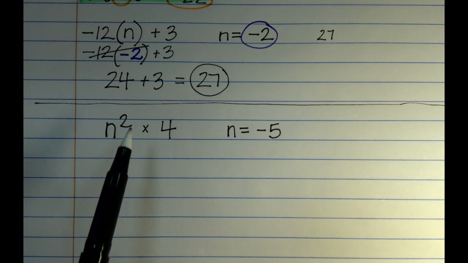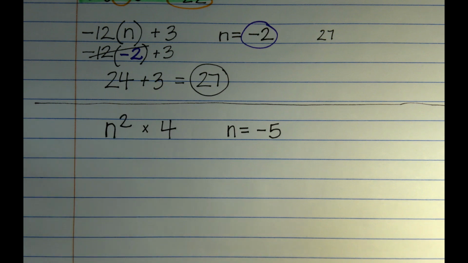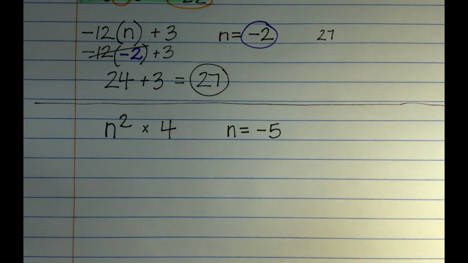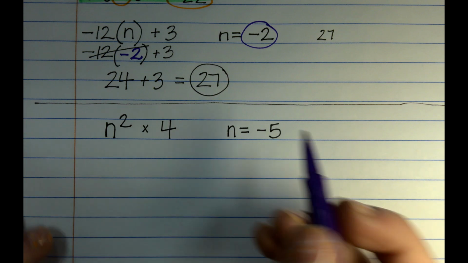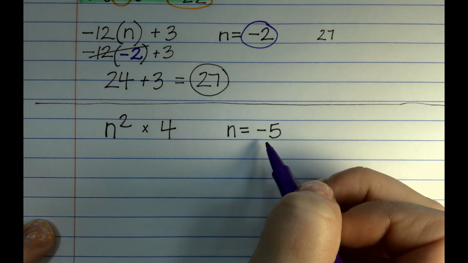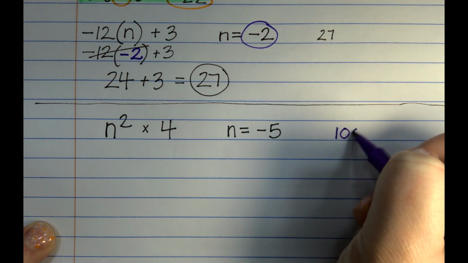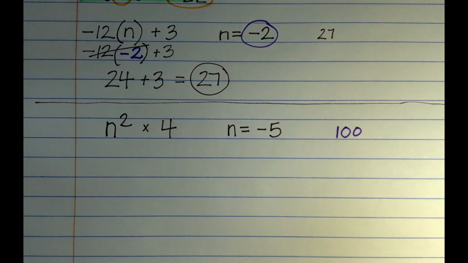N squared times 4 and n equals -5. You take 5 times 5, which is a positive 25. Perfect. And you can take it times 4. The answer's 100. Good. Okay, so I'm hearing everybody say 100 is the answer.